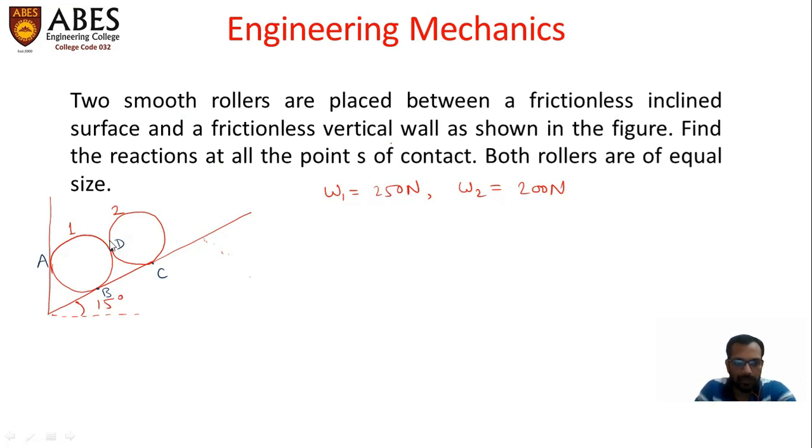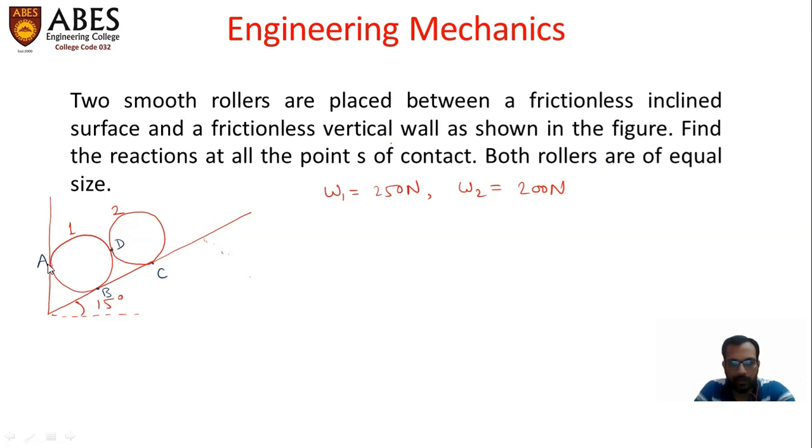This is the first roller having the weight of 250 newtons and the second roller is having weight of 200 newtons. This is the vertical wall, this is the inclined plane, and these two rollers are placed between these two surfaces. The inclination angle of this plane surface is 15 degrees given in the question. So we need to calculate the reactions at these points A, B, C, and D.